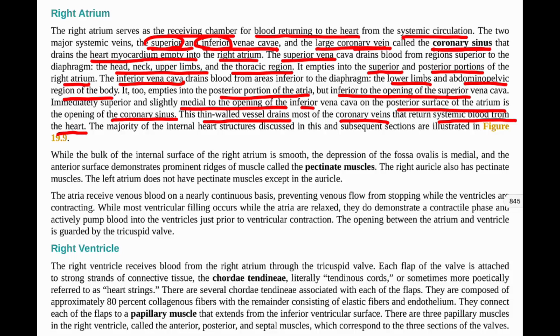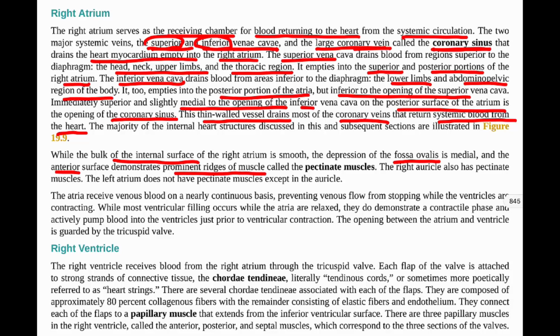While the bulk of the internal surface of the right atrium is smooth, the depression for the fossa ovalis is medial toward the middle, and the anterior surface toward the front demonstrates prominent ridges of muscle called pectinate muscles. So the right auricle also has pectinate muscles. The left atrium does not have pectinate muscles except in the auricle.